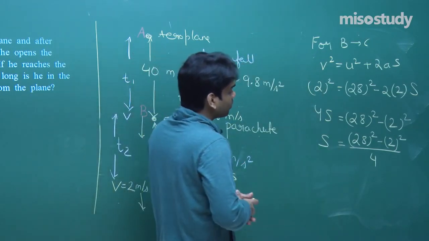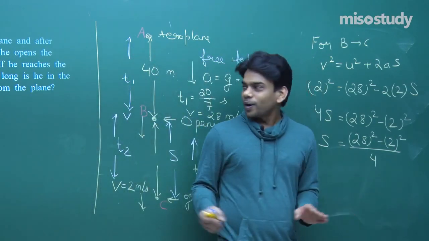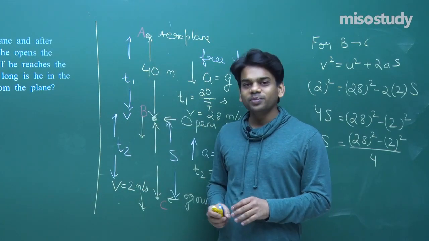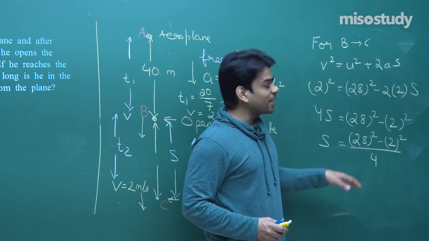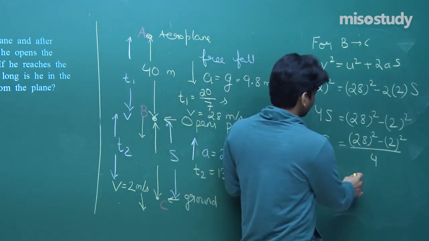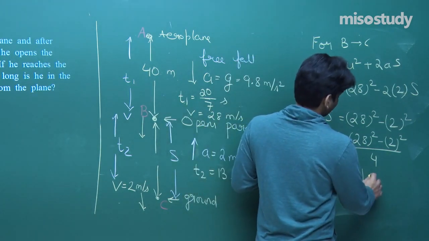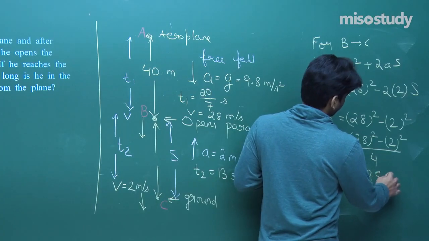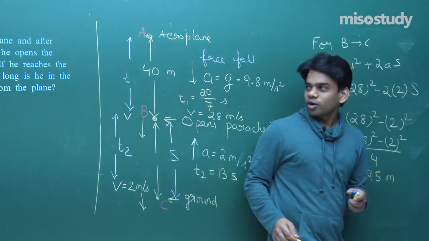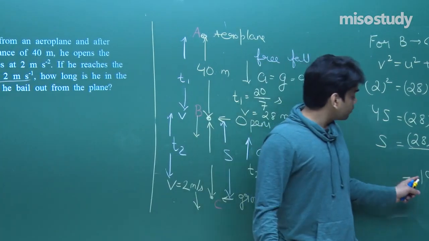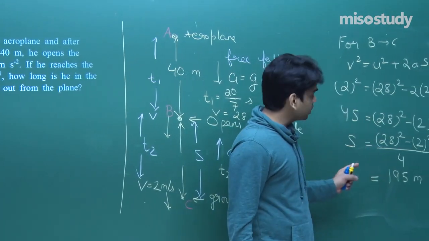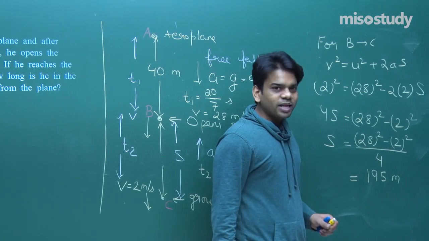The final value of displacement will be sum of this value plus 40. That will be the required result, plus 40. You will be seeing this and you will be calculating this. You will be getting this answer as 195 meter. This is what you will be getting. First of all, the displacement that you will be getting after calculation will be near to 195 meter, that you can check.